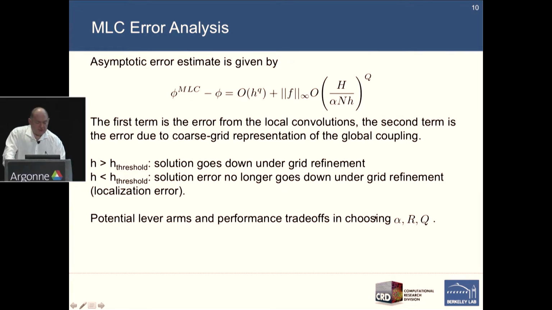And as I said, there are lever arms here. Alpha, N, and q. This shouldn't be r, it should be N. And q are lever arms that trade off performance and accuracy, and in different ways. Using a larger patch size may be less flexible in some respects, but boy, does it reduce this barrier error. Double the patch size, you reduce the barrier error by 1/2 to the q.